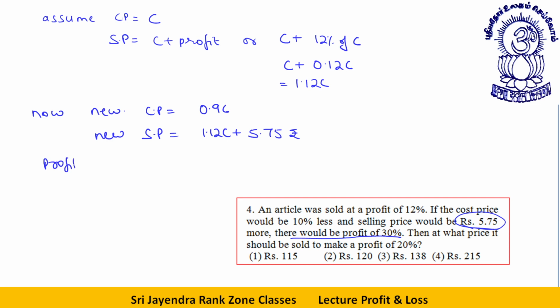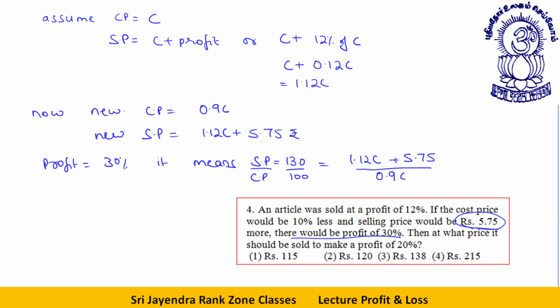Profit is equal to how much? 30%. It means SP is equal to 130, CP is equal to 100. Like SP by CP, that I should write it like this. The previously what I wrote was wrong. SP by CP is equal to 130, but this that is 1.12 C plus 5.75 divided by 0.9 C. Okay, dear students, so far clear?